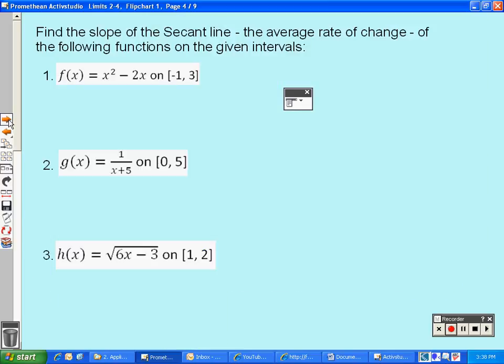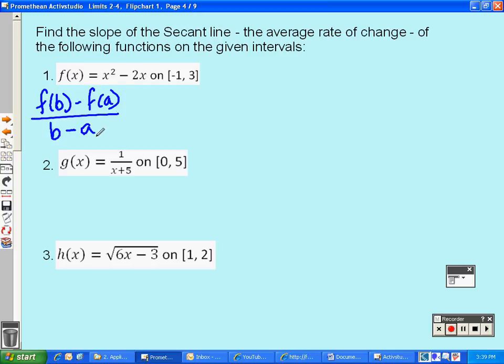Okay. I'm guessing you guys probably care the most about an actual example, so let me do an example for you. So here we're going to want to find the slope of the secant line, which is the average rate of change of the following functions on these given intervals. So here's my first function, f of x equals x squared minus 2x. So for the slope, we're going to want f of b minus f of a over b minus a. Doesn't really matter which one's a and b. Let's go ahead, we'll choose them.